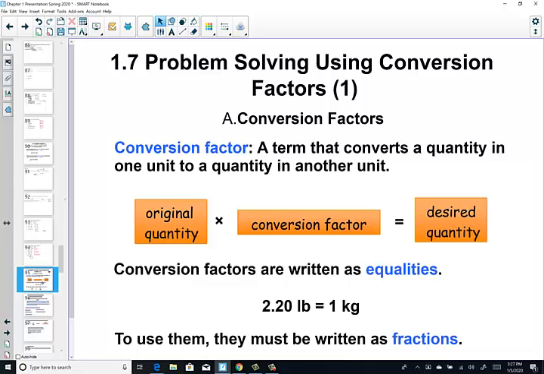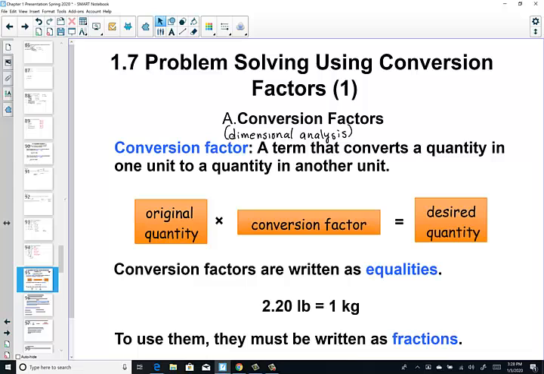Let's apply some problem solving using conversion factors in our next section. Now let's define the term conversion factor, and chemistry is loaded with conversion factors, sometimes called dimensional analysis, if that's a familiar word. It's simply a factor that converts a quantity from one given unit into another unit. So converting one unit into another.